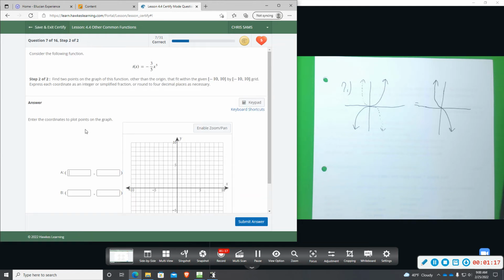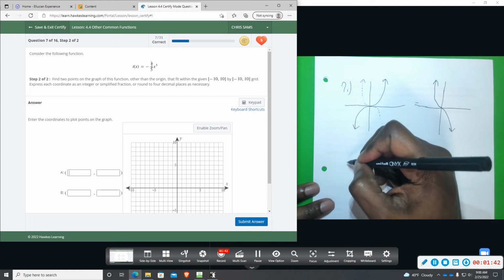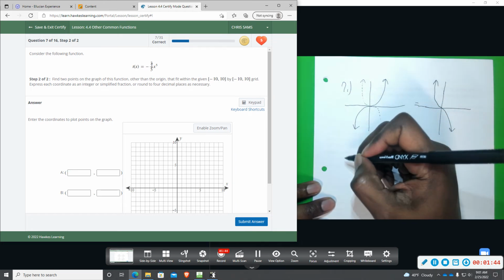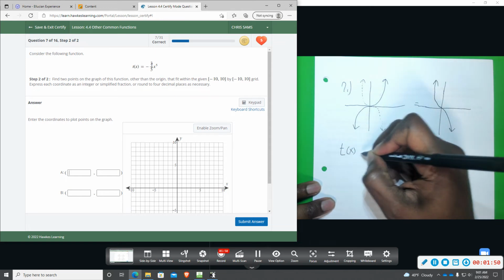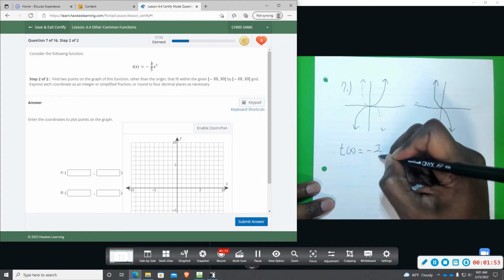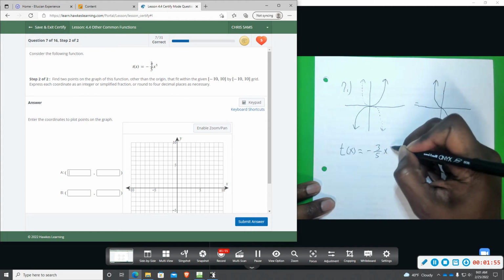All right, now we have a part 2 here. So now part 2 wants you to find 2 points on the graph of this function that fit in the 10 by 10 window. All right, so we're going to plug in an x value and find a y value. The best to do, I don't know why, but I think I've tried 0, 0 and it doesn't take 0, 0. Let me just show you for example. So this is t of x, they're using a function of x, t as a function of x is equal to negative 3 over 5x to the 5th.